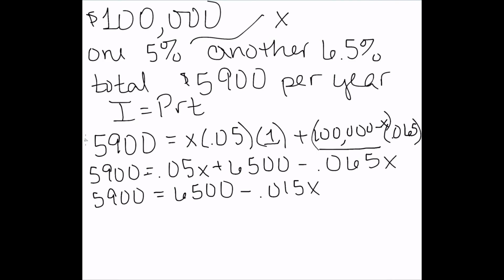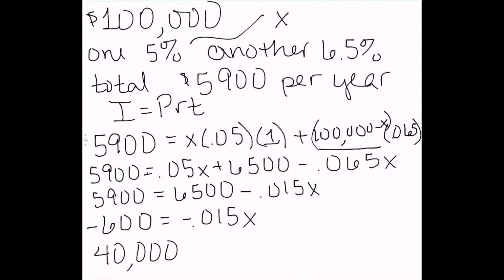I'm going to need to subtract the 6,500 from both sides. 5,900 minus 6,500 is negative 600, equal to minus 0.015x. And then I can divide both sides by that 0.015, and I get $40,000 is equal to x. So one account had 40,000, so the other one has to have 60,000 so that it adds up to be the full 100,000.